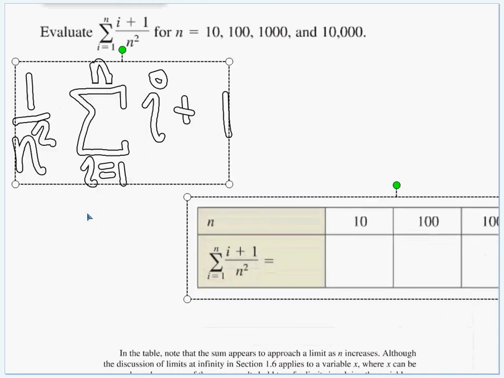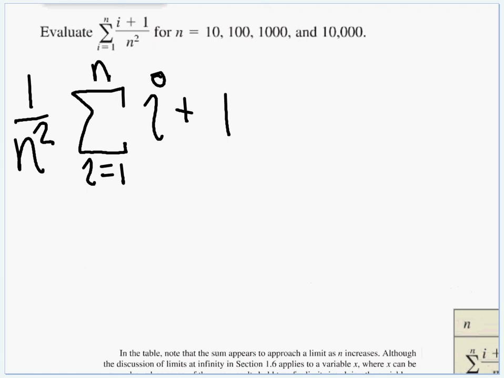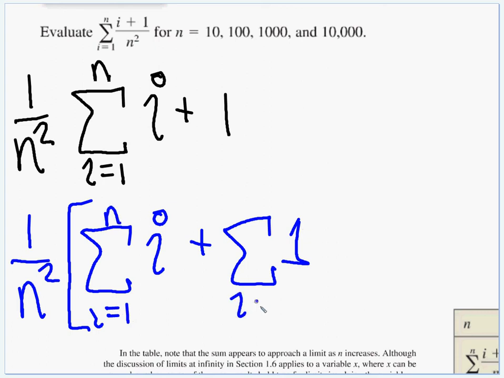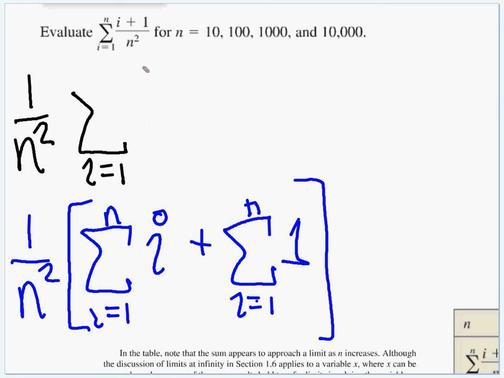Next step, we're going to apply one of those properties of summations, and distribute the summation to both of these terms. I'm going to keep this 1 over n squared outside a set of brackets because it does apply to everything going on over here. Now let's distribute our summation. We're going to have the summation of i plus the summation of 1, from i equals 1 to n, and i equals 1 to n. There we go. Now we've got it set up so it looks a lot like the formula sheet.